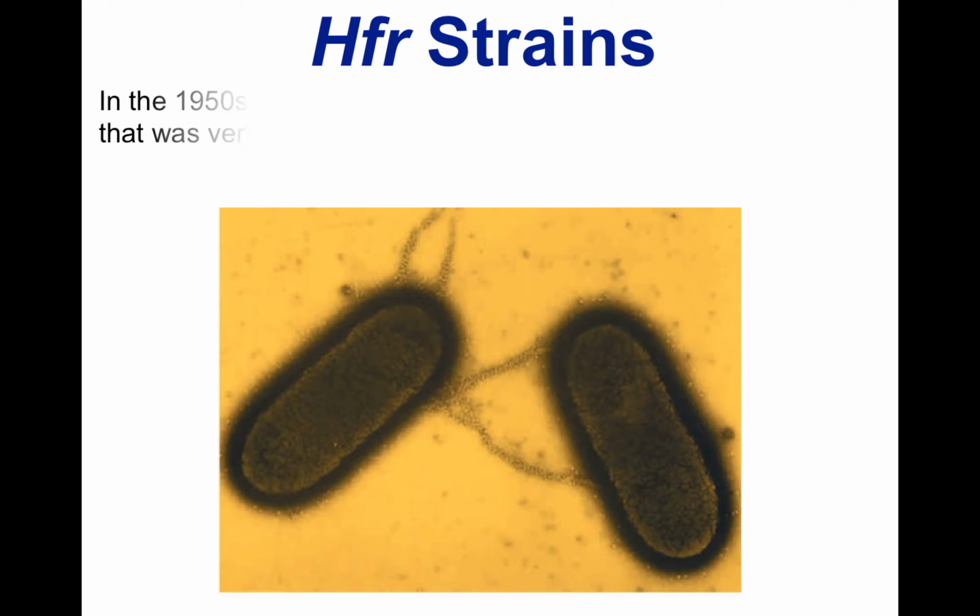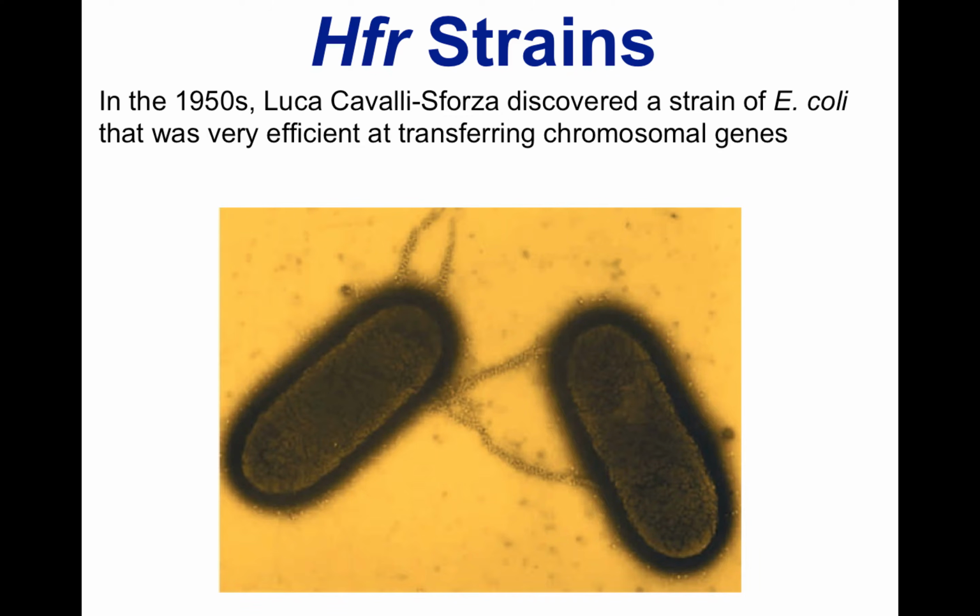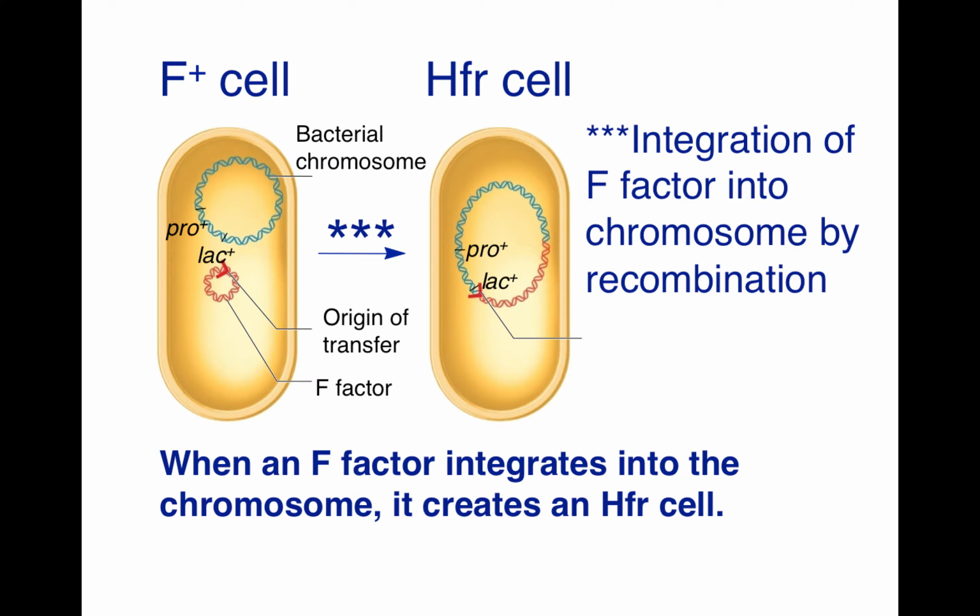HFR strains were discovered in the 1950s by Luca Cavalli-Sforza. He discovered a strain of E. coli that was very efficient at transferring chromosomal genes, and he called them HFR for high frequency of recombination.